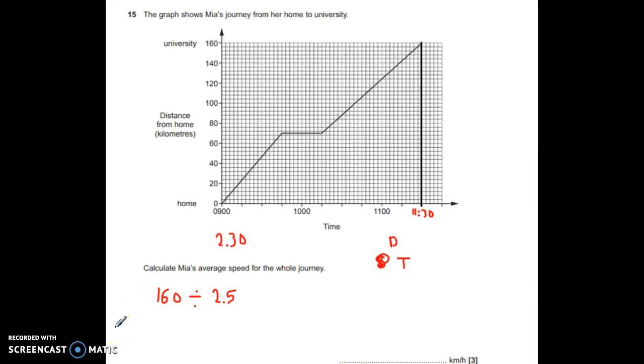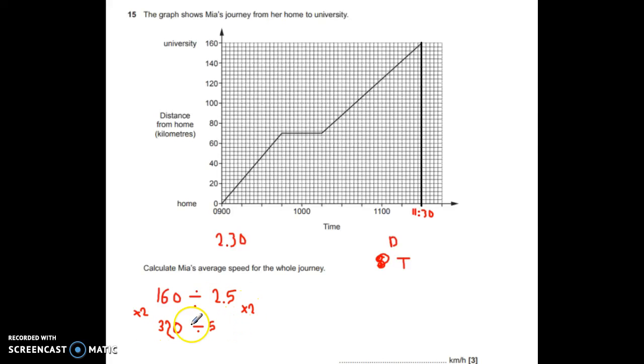So I'm going to do 160 divided by 2.5. Dividing with decimals like that without a calculator can be quite tricky. My trick is, I need to get rid of this 2.5, so if we times both sides by 2, that's going to make my dividing a whole lot easier. So what I'm actually going to be doing is 320 divided by 5. This is going to be a bit easier, because 2.5 times 2 is 5.